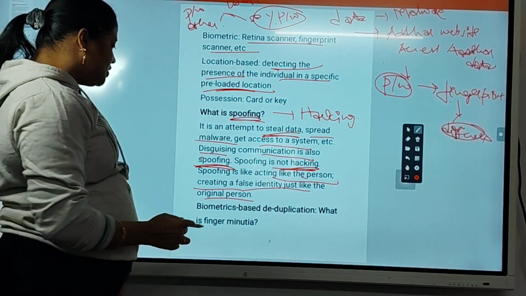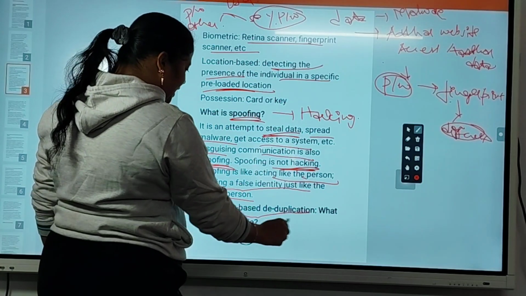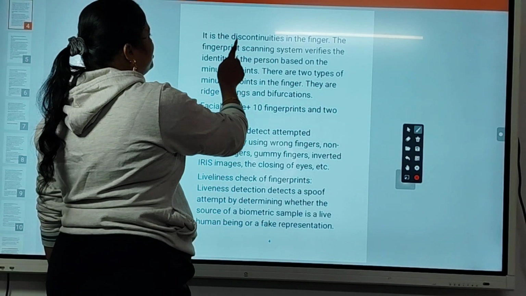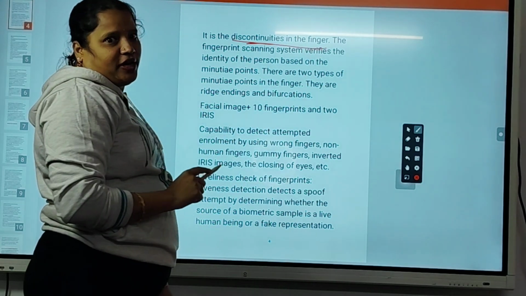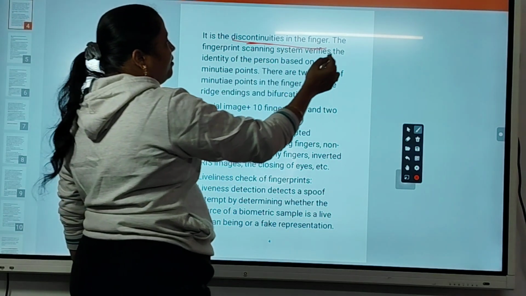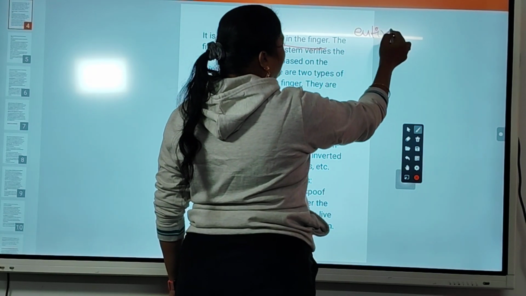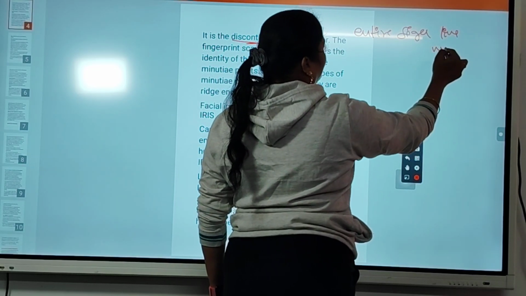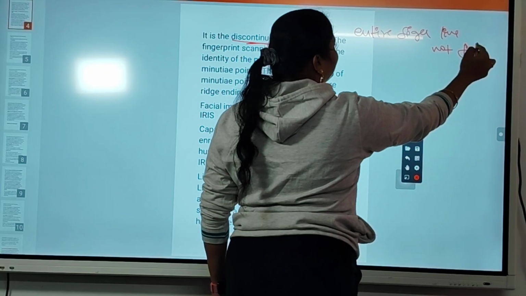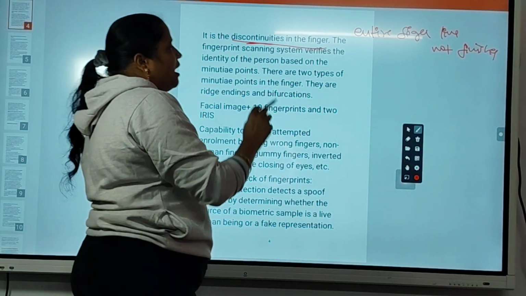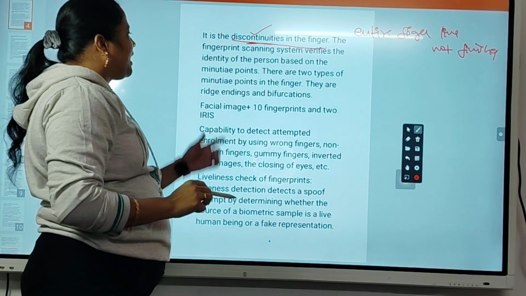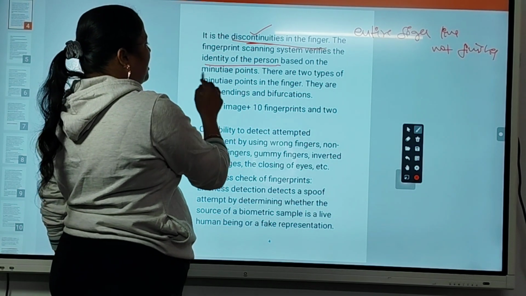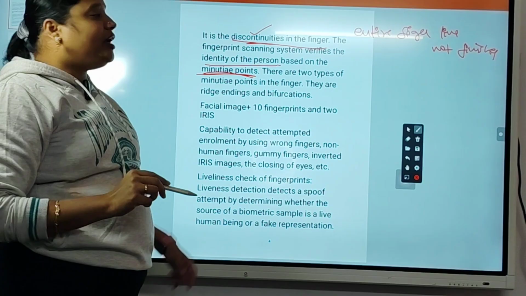That's the thing. Now, biometrics-based deduplication. What is finger minutia here? Finger minutia means discontinuities in the finger. The entire finger lines are not finished. Some unfinished finger lines are there, and those are called finger minutia. The fingerprint scanning system verifies the identity of the person based on minutia points. So it will be different.